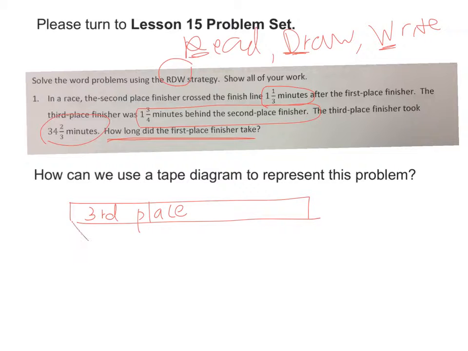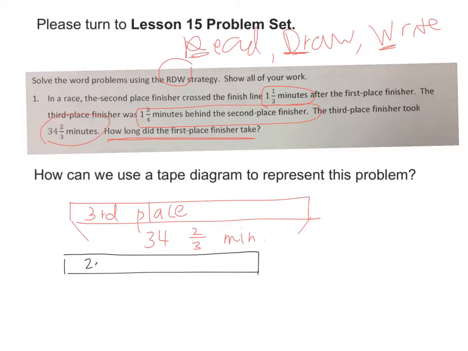34 2/3 minutes. So let's go ahead and label that. This is 34 2/3 minutes. Okay. Now, second place, should the tape diagram be longer than third place or shorter than third place? Shorter. So let's go ahead and draw a second place diagram, and we are going to label it second place.